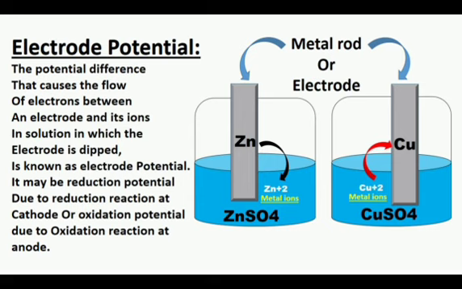Good. Also take note of this. The more electropositive a metal is, the greater the tendency to go into solution as ions. Electropositive metals are those that have a positive sign on top, their charges, they form cations. The more electropositive, the more the electropositivity increases, the greater their tendency to go into solution as ions.